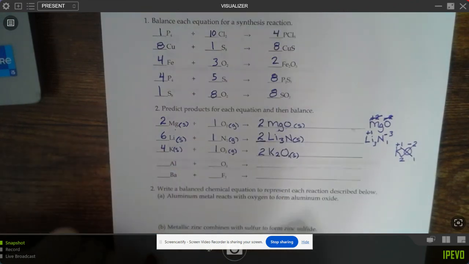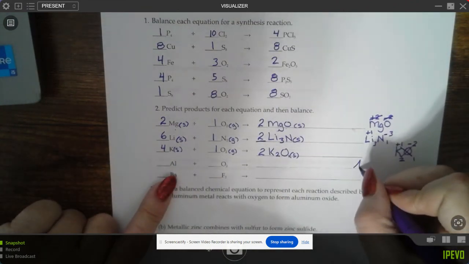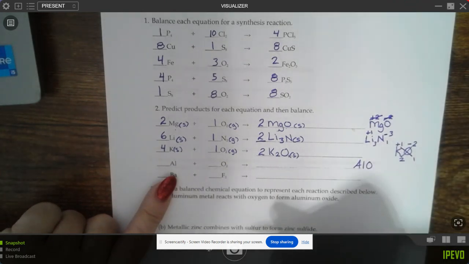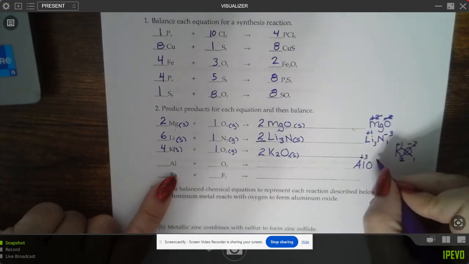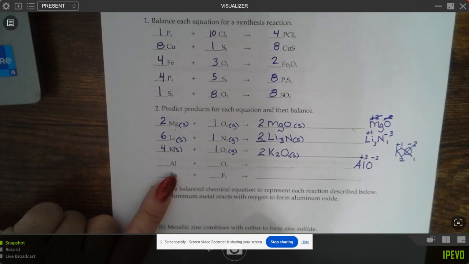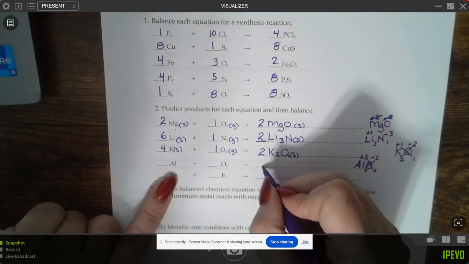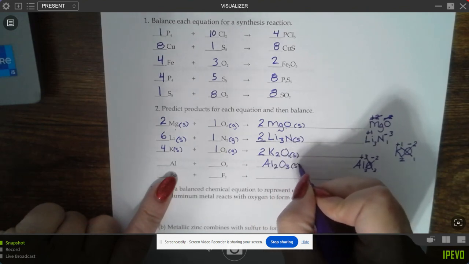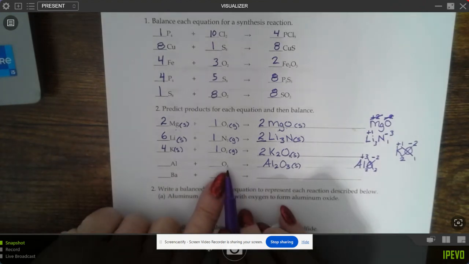Okay. All right. Aluminum plus oxygen. So I'm going to form a compound of aluminum and oxygen. I have to look at my charges. Aluminum has a charge of +3. Oxygen has a charge of -2. If I crisscross those, I get Al2O3.